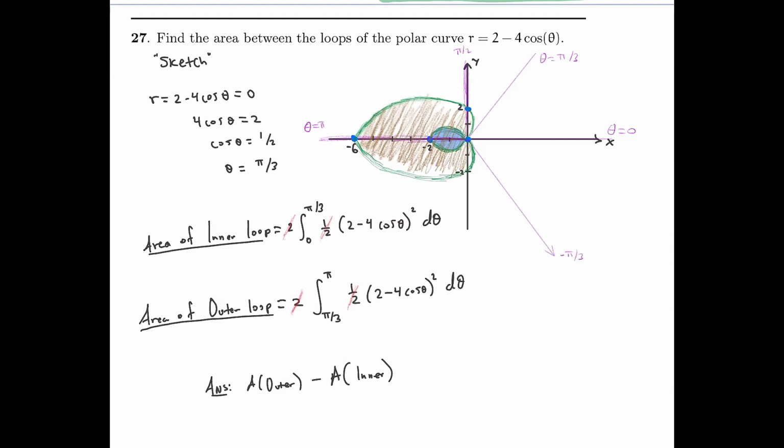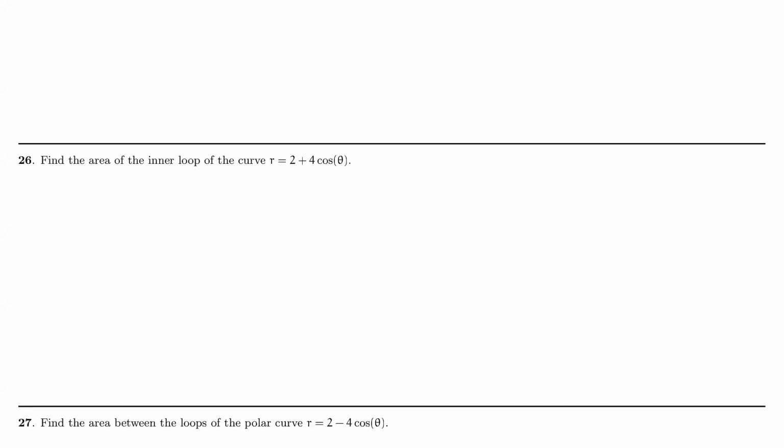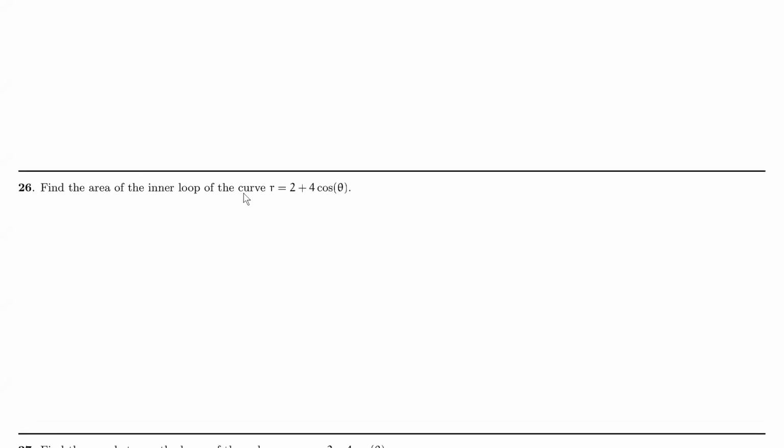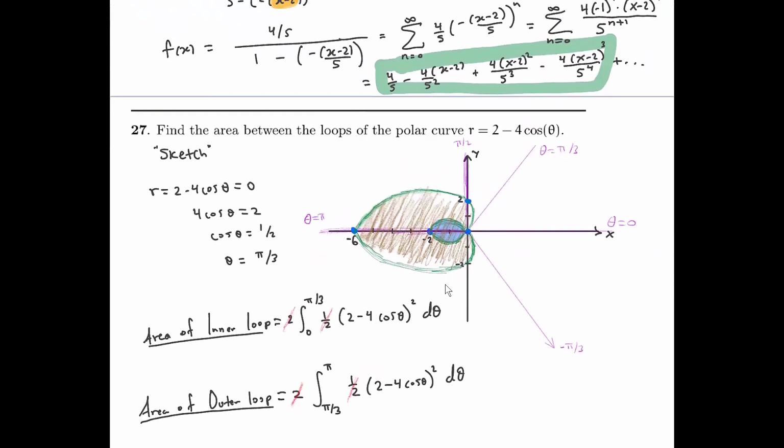All right. I think someone asked about 26: find the area of the inner loop of the curve. For this one, you only do one integral expression, because it says the inner loop. So for example, if I ask for the area of the inner loop here, we just need the first expression here. We wouldn't need 2 of them, right? So that's the difference between that and that.